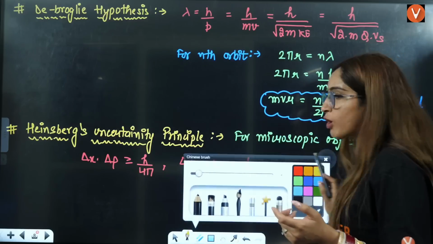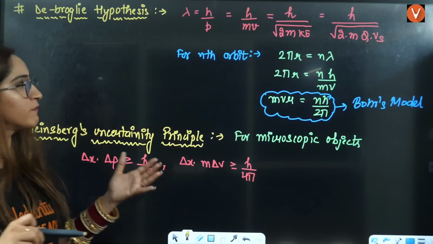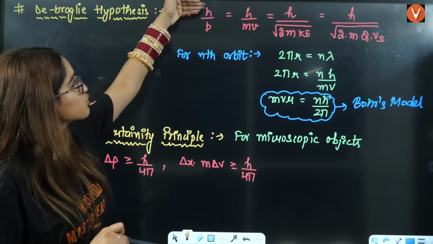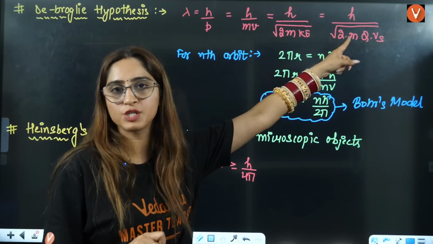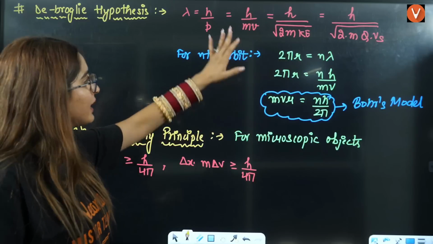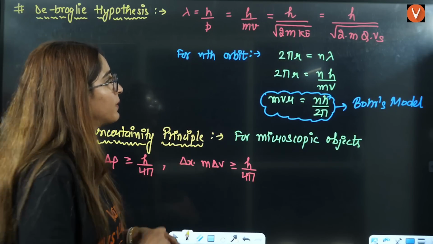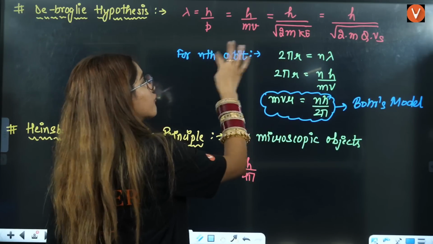Next we have de Broglie wavelength. For de Broglie wavelength, what is important? Lambda is equal to h by p. p is nothing but mv. You can write it in this form and this form as well, that you have done already, right? So for nth orbit, you can also form that from nth orbit.